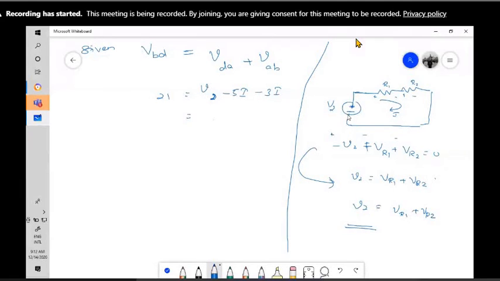Yes. Now you can try the same thing. What you can do, you can take a negative sign here, positive sign here, positive sign here. Now this will be clear to you. It will ultimately give you the same equation. Fine. Is that clear to you? Okay.